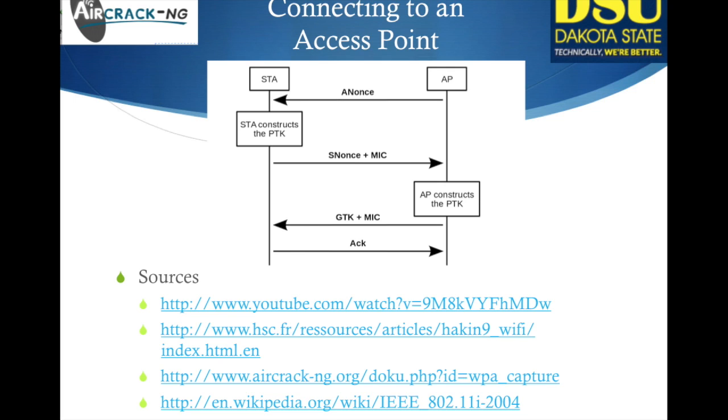it will send the GTK and the message integrity code back to the client. The GTK, also known as the group temporal key, allows the station to decrypt multicast and broadcast traffic that the access point will send out. Once the station receives that, it sends back an acknowledgement and the handshake is complete and everything is secure.